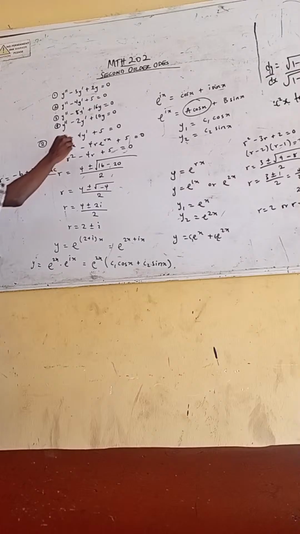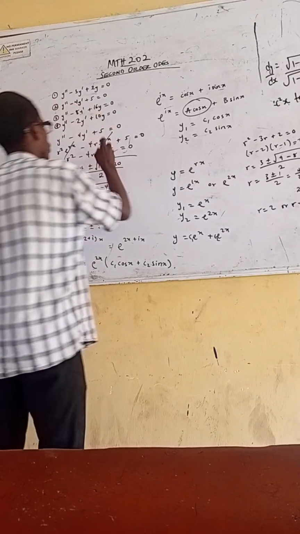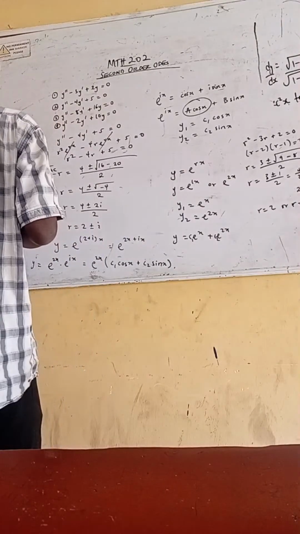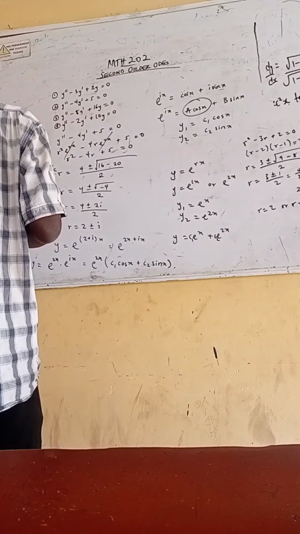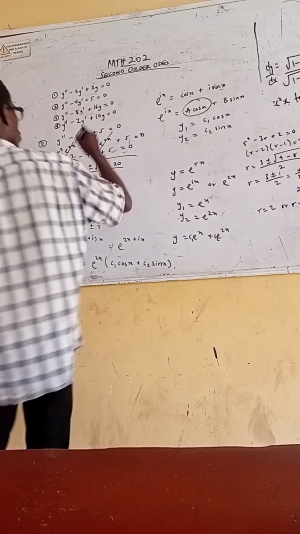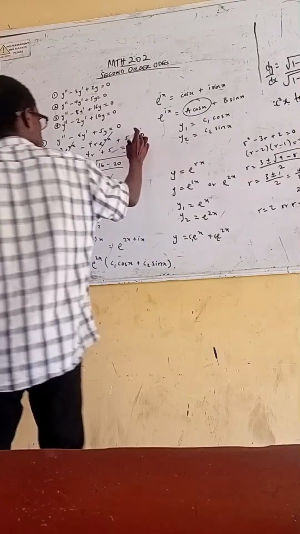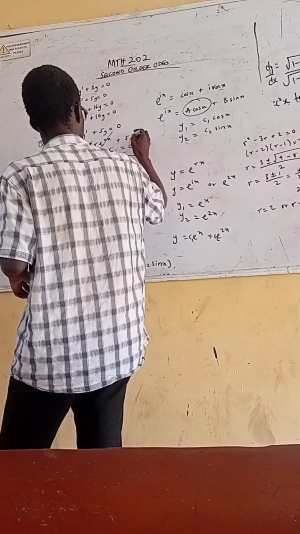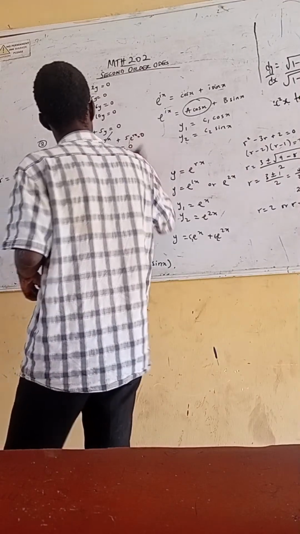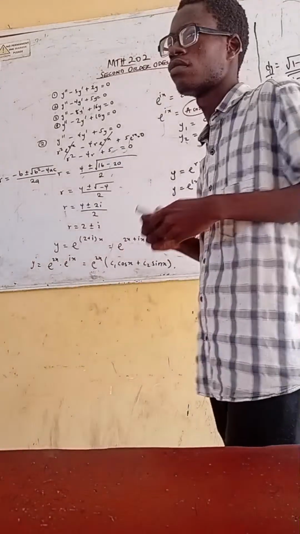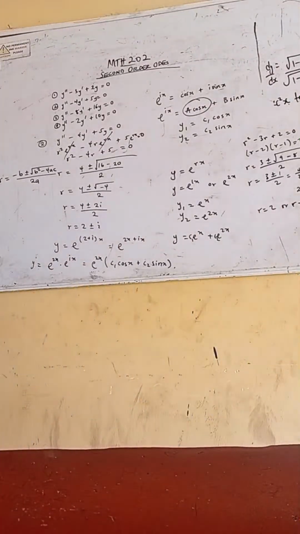We divided it by e raised to power x. That should be the mistake here. y should be here. You can't add y to it. No, there is y. Y should be there. There is y prime, y prime, and y. Y should be there.